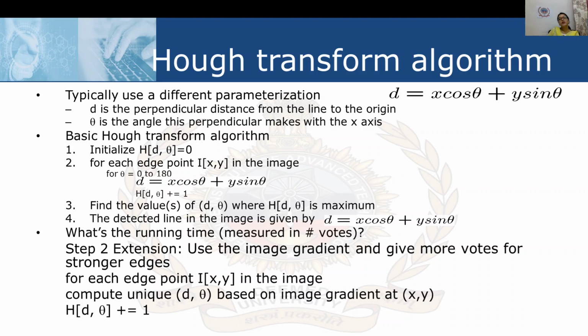Fine. Here you can use the image gradient, or you can do a variation, like giving more votes for the stronger edge. Such a variation you may use in order to get good votes for the actual line. So for each edge point in the image, you compute the rho theta values based on the image gradients at (x, y), and you increase the votes at that particular location. So this is how the Hough transform works in rho theta space.